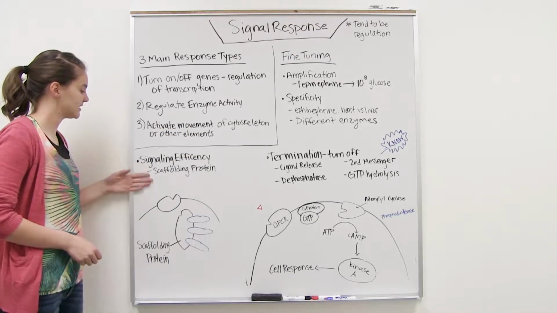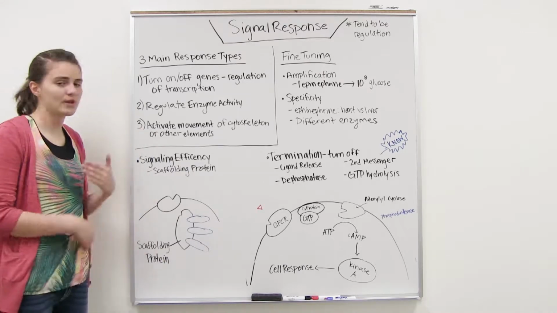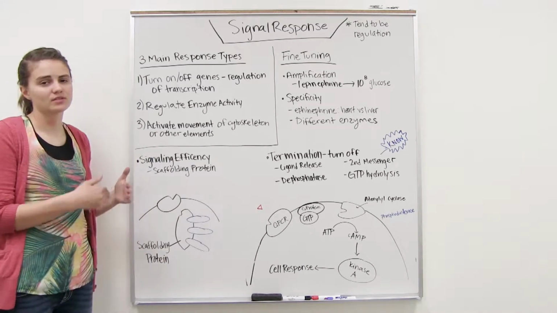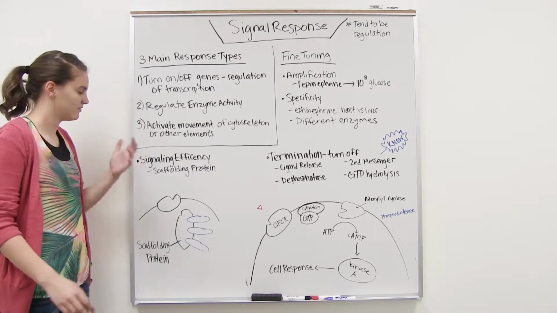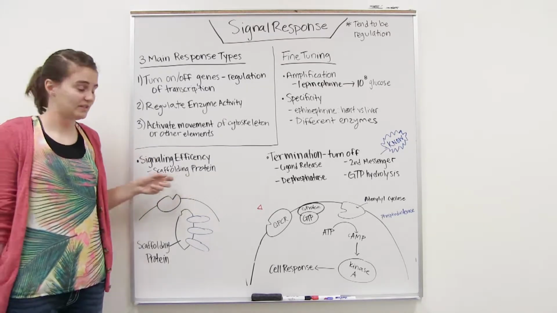The next thing is signal efficiency. A lot of things in the cell, we need to be having them happen fast, or else the cell won't survive. They need to be efficient in how they do things. And so this comes down to scaffolding proteins. You're going to need to know what this is.